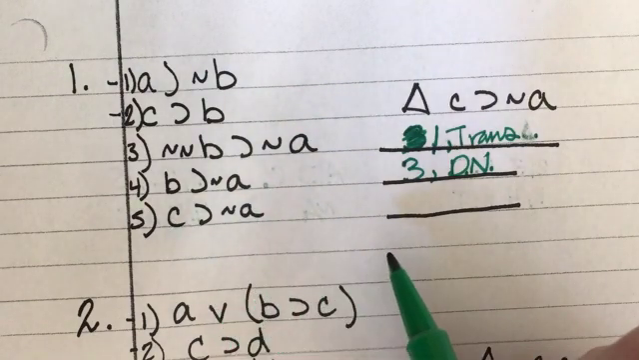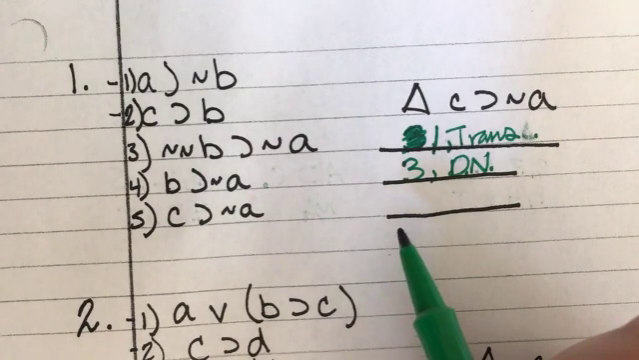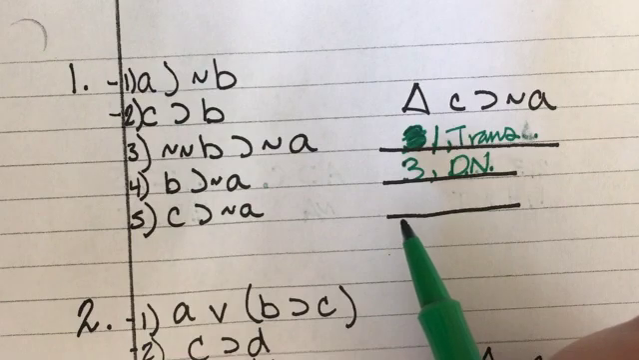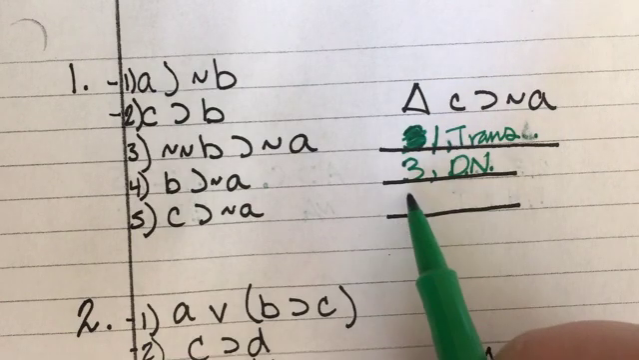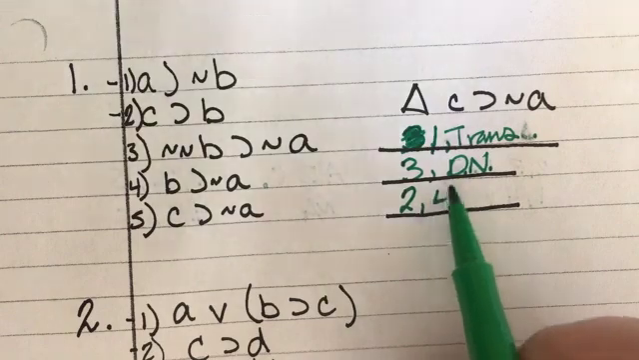How? How are we going to get that? By hypothetical syllogism using 2 and 4.